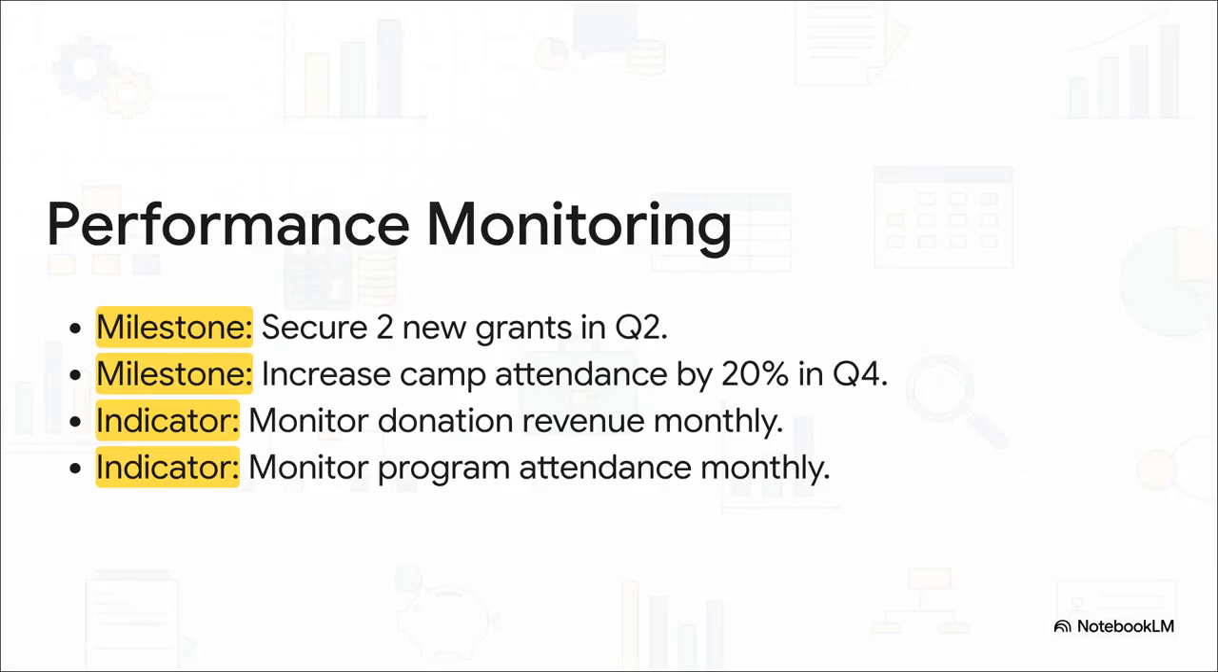So, how is this budget actively managed? Through a combination of milestones and performance indicators. For instance, a key milestone is to secure 2 new grants in the second quarter. A related performance indicator is the monthly monitoring of the donation revenue stream. This allows management to track progress and make timely interventions.